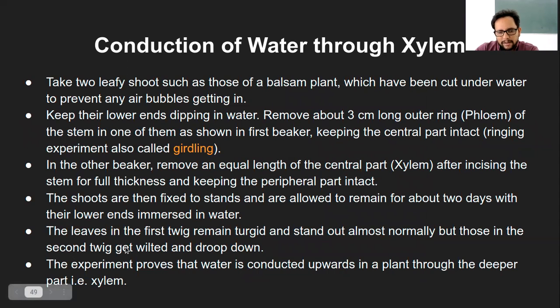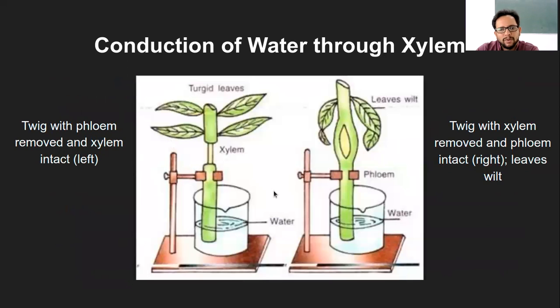So that is one of the observations, and this way the experiment proves that water is conducted upward in the plant through the deeper part, that is the xylem tissue. This experiment ultimately proves that water is moving through the xylem and not through any other part. Of course, water will keep moving through other parts also, but the upward conduction of water from the beaker is not happening in the second case, which is happening in the first case.